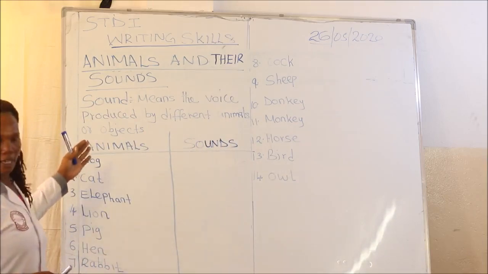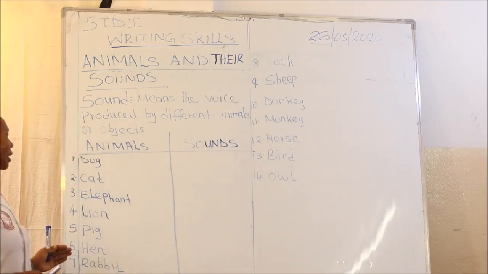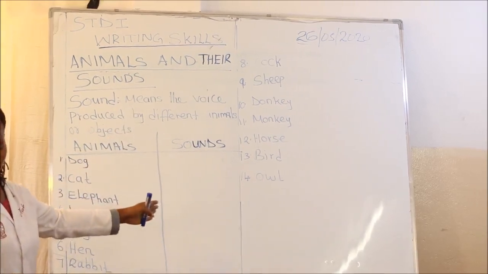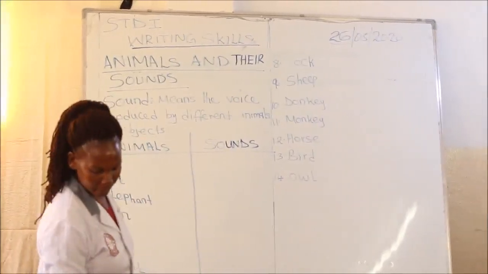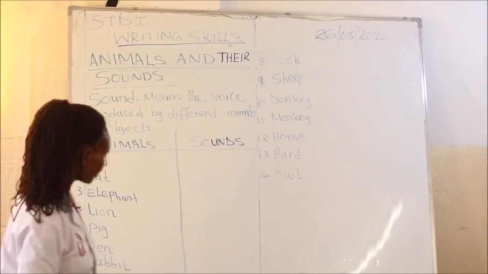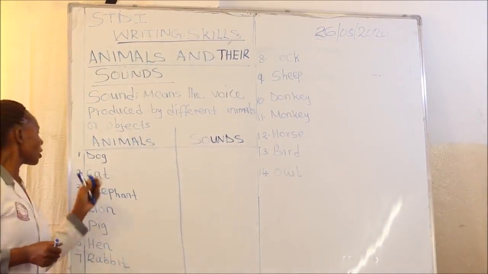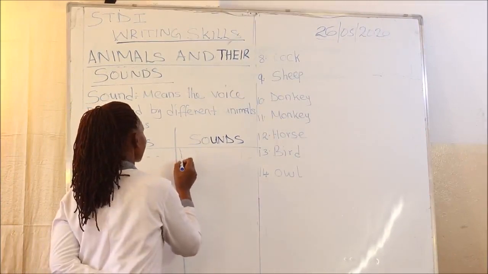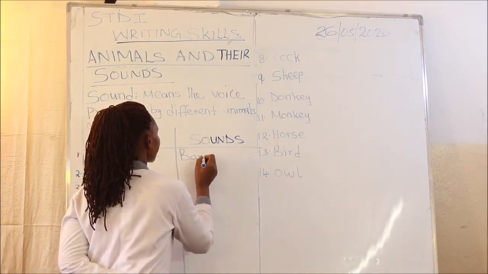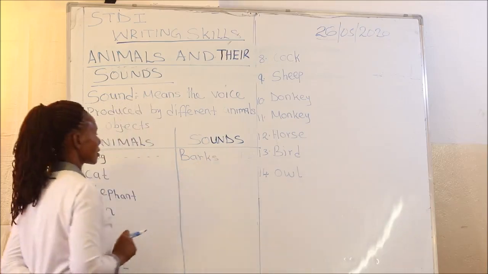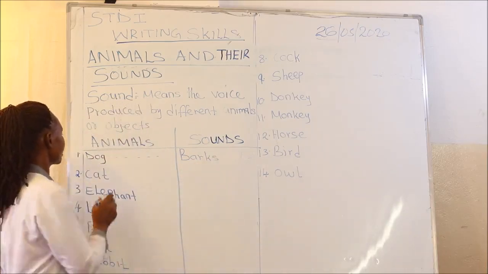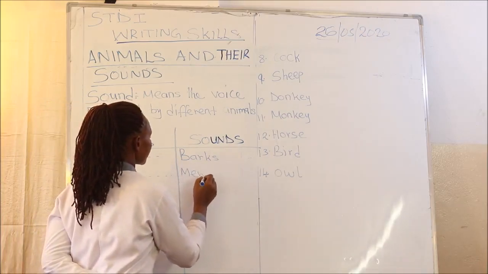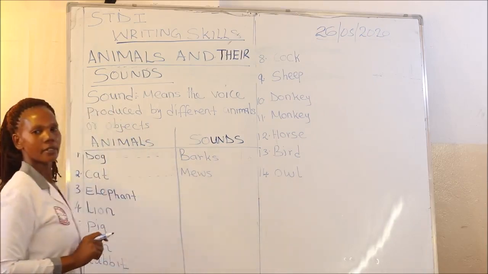As you can see, I've listed here some animals. On the opposite side, I'm going to indicate their sounds. The sound of a dog. A dog barks. Bat. Cat. A cat meows.